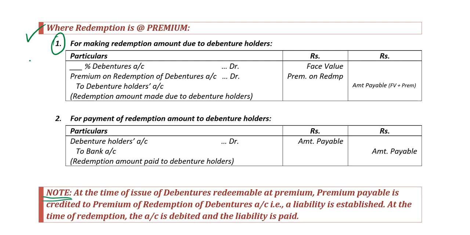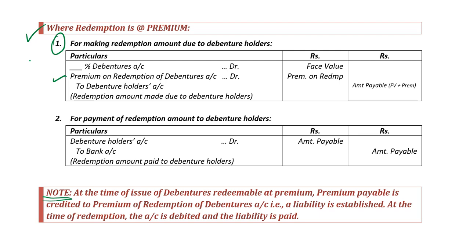Please note, at the time of the issue of debentures which is redeemable at premium, premium payable was credited to the premium on redemption of debentures account and a liability was established. So at the time of redemption, this account is debited and the liability is paid off. So the premium on redemption of debentures account will be debited and it will no longer appear in the balance sheet of the company.